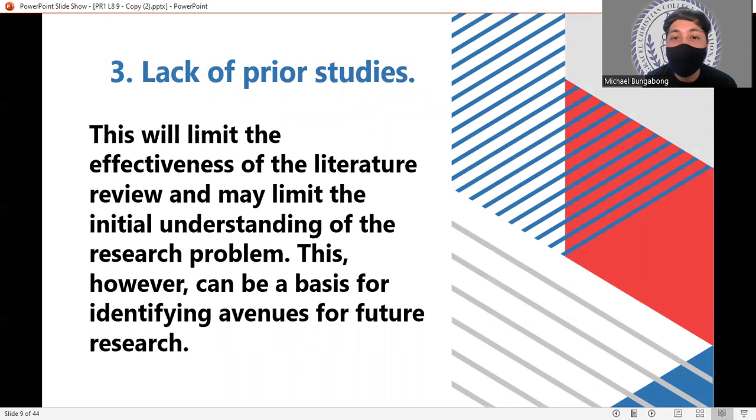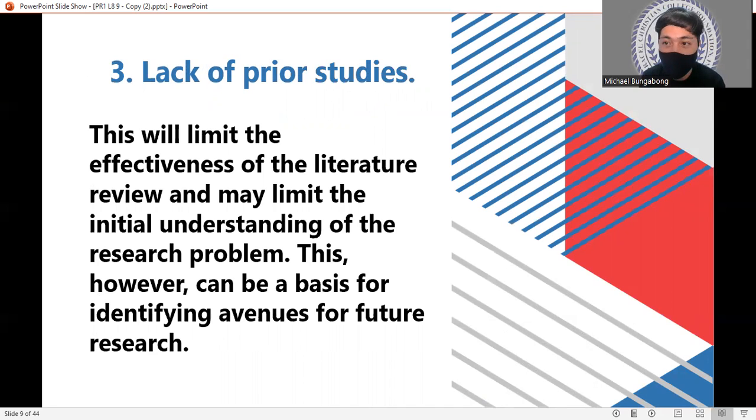So number 3, lack of prior studies. This will limit the effectiveness of the literature review and may limit the initial understanding of the research problem. This, however, can be a basis for identifying avenues for future research. You know, lack of prior study.